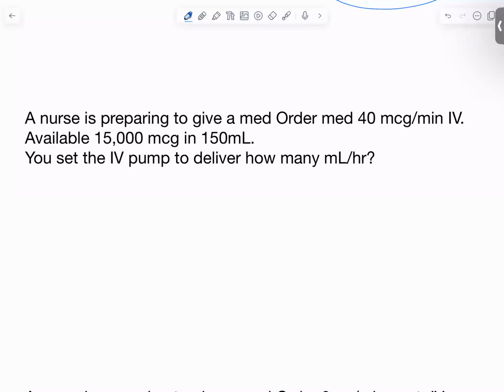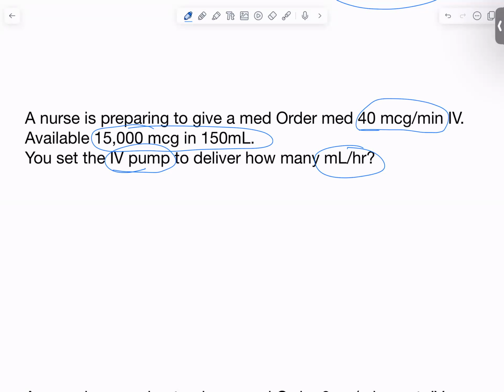Absolutely. So let's read the order. We always got to read what we got going on in our questions. The nurse is going to prepare and give a med that's ordered 4 micrograms per minute. Available is 1,500 micrograms and 150. You're going to use an IV pump. So right away, you know it's milliliters an hour if you're doing an infusion. So I start with my order or my given.